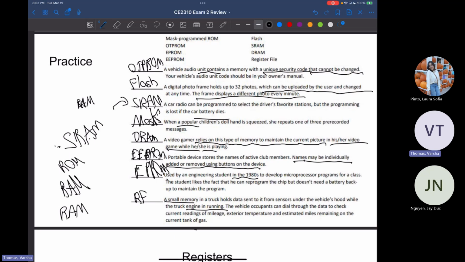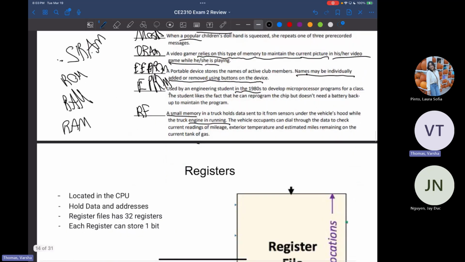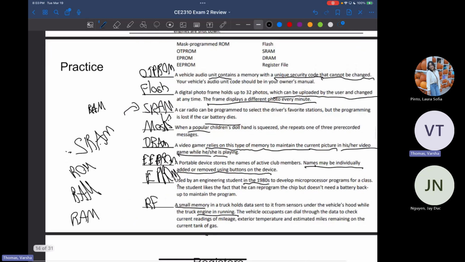Now we just have to decide between register file and SRAM. We can see that it holds the data from sensors, and it can also dial through the data of checking current readings. So we can see that it's writing and reading at the same time, and that's an ability that SRAM doesn't have. So this one has to be register file, and that's done for memory.